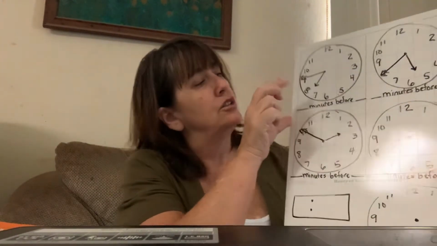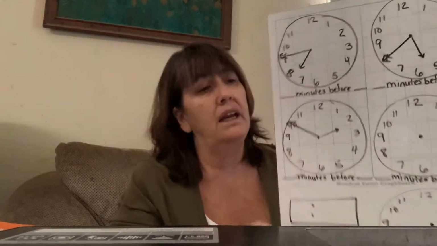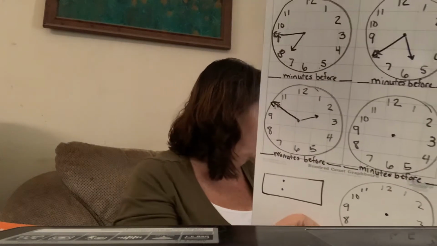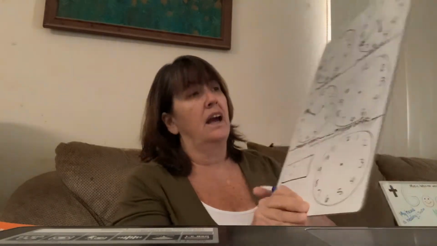Okay, now we're going to do some math. So we're looking at lesson 24.4, and we're doing time before the hour. So we're going to start counting by fives where the minute hand is. We see that my minute hand is between the 7 and the 8, so it's not quite 8 o'clock. So it's going to be before the 8 o'clock hour, okay?